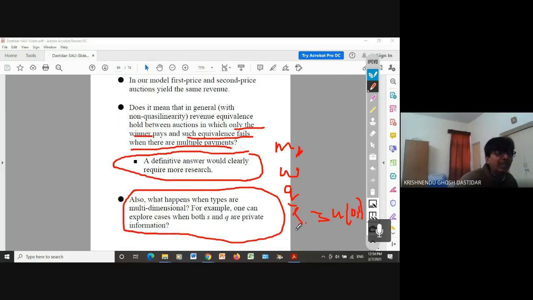What happens when S and Q are private information? Just to warn you, a caveat, it's quite intractable, but you can start with a two-bidder case, and maybe start with a specific distribution function. That will give you an inkling, and then see what happens. This may be hard, but it may be a very good research problem for PhDs.